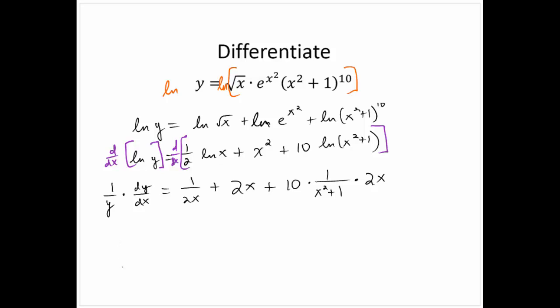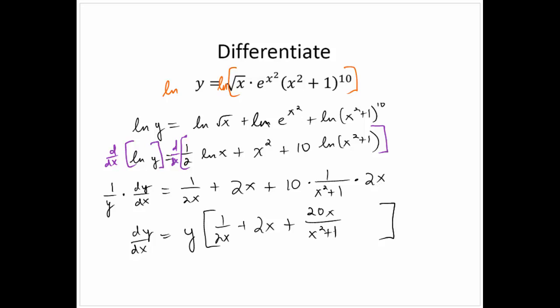Alright, so now I want to solve for dy dx. I need the dy dx by itself. Well, to do that, I'd have to multiply both sides by y. So dy dx would equal y times that whole thing. So let's see, I'd have a 1 over 2x plus a 2x. Simplifying that last term, I'd have, what, a 20x over x squared plus 1.